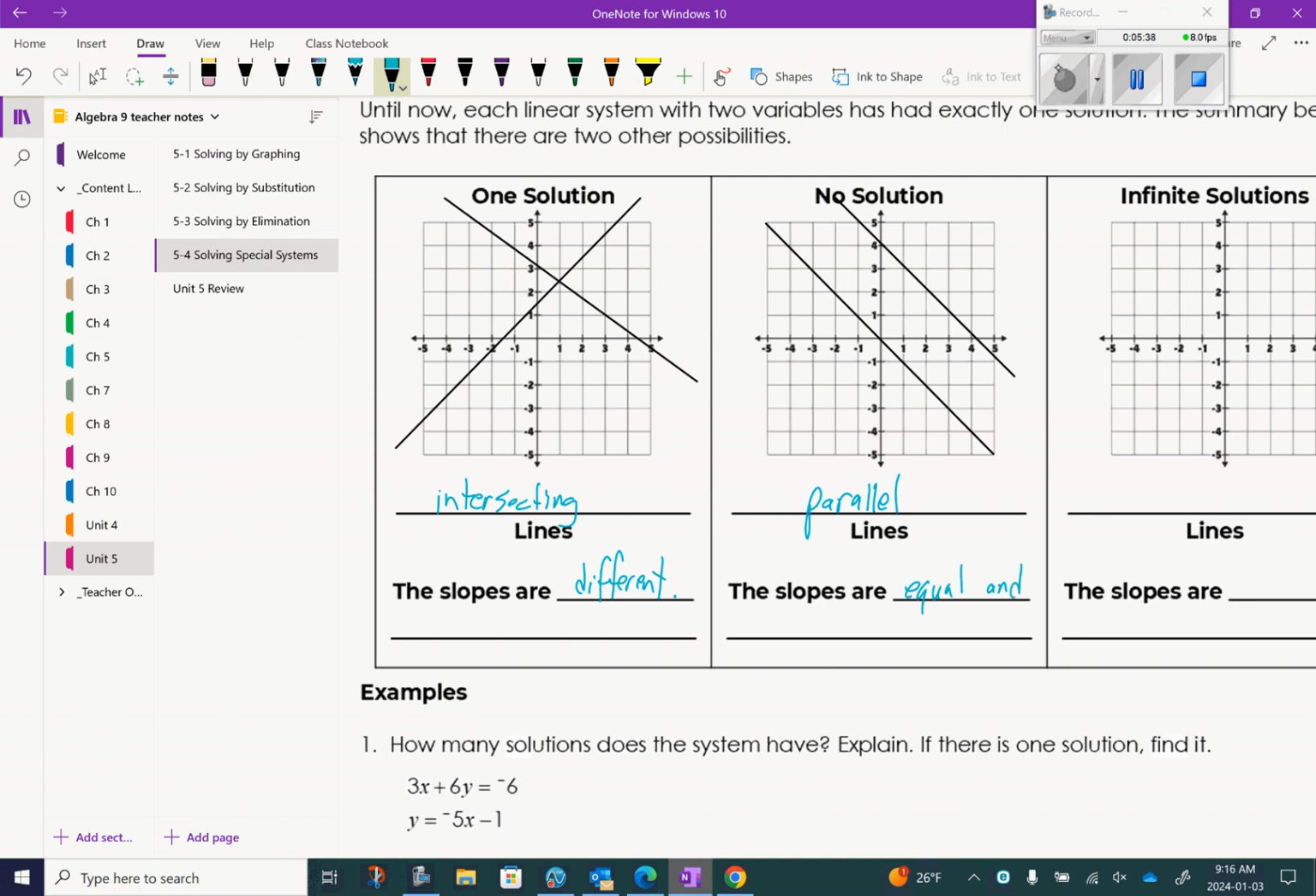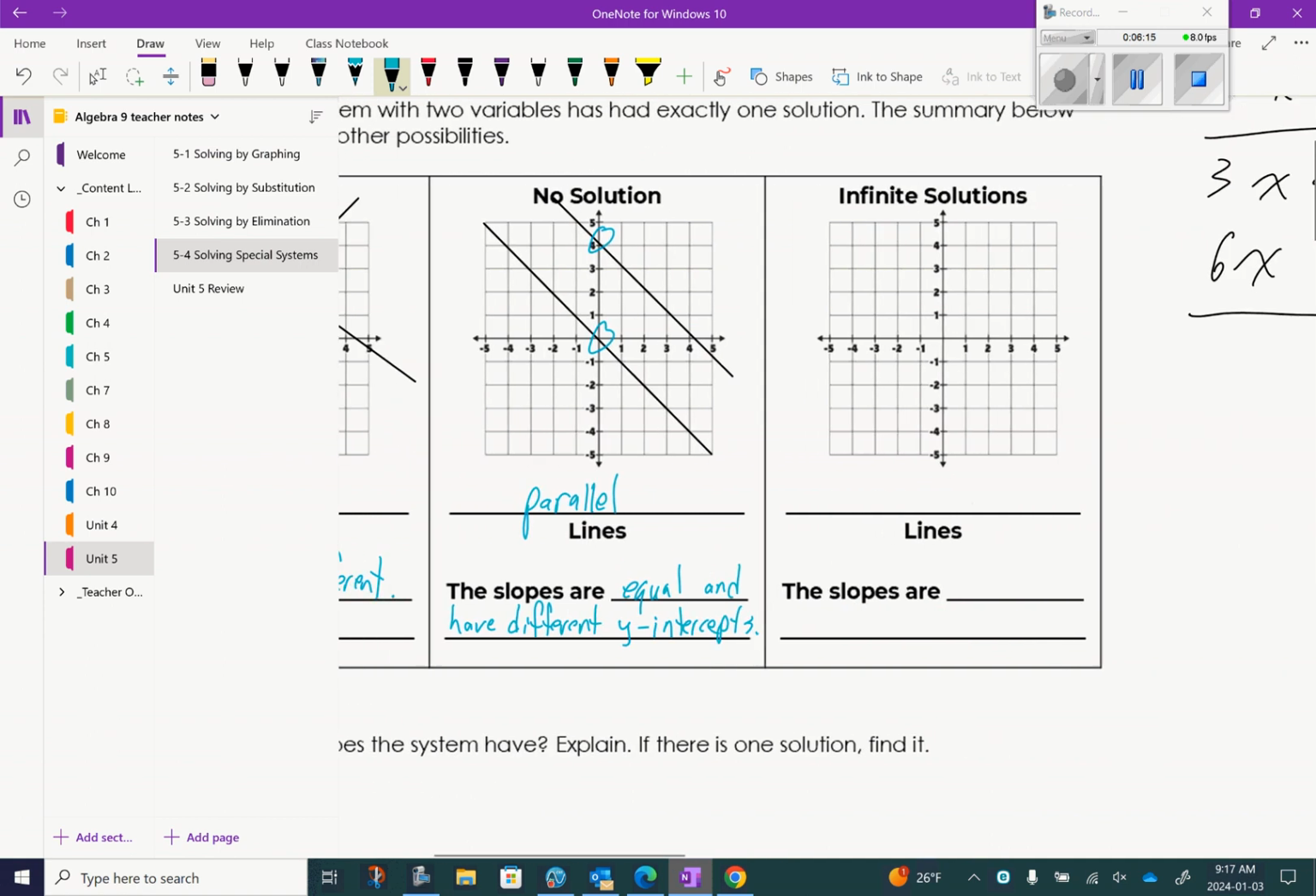but there's a second condition. What did we see with that first example and with this random graph that I've drawn here? The y-intercepts are different, meaning that the lines are separated from one another by a certain distance. That makes them parallel. There's a third possibility here where we could get an infinite number of solutions.